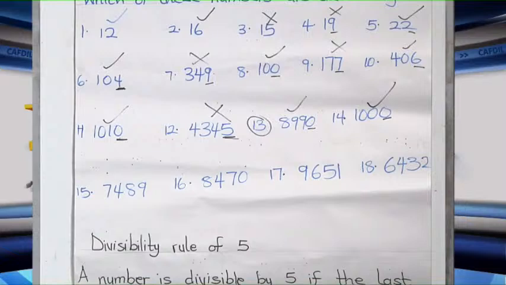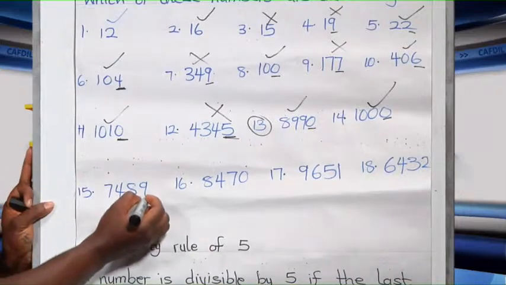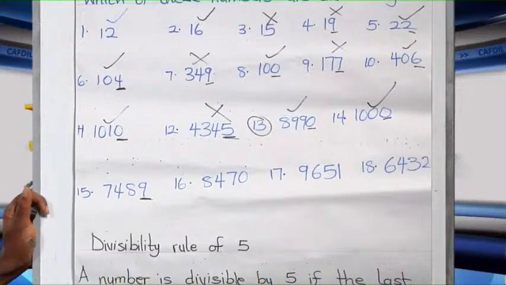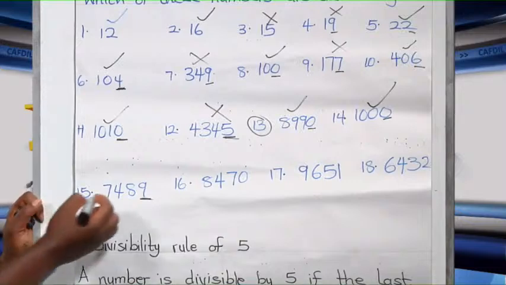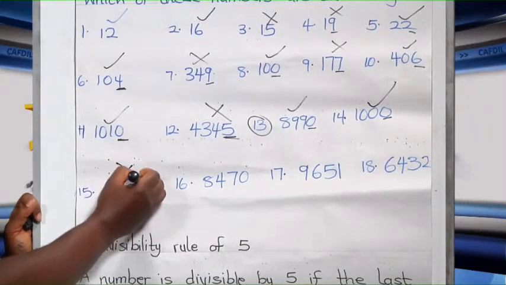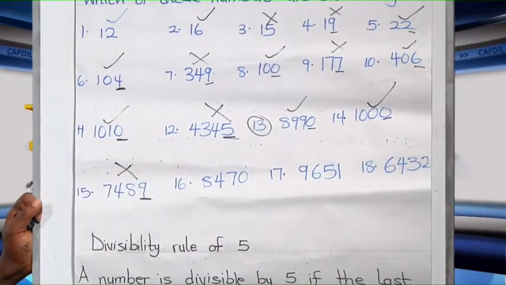Before we can determine if it is divisible by 2 or not, check the last digit. The last digit is 9. 9 is not an even number. So 7,489 is not divisible by 2.